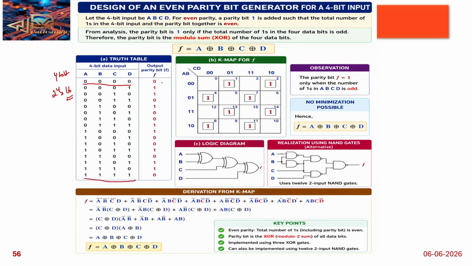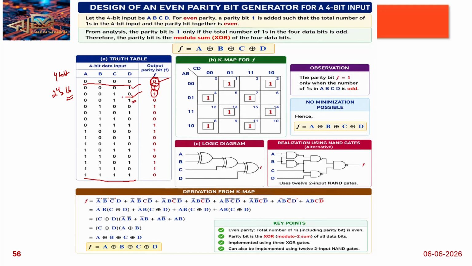So then what is the parity value we are getting? 0 0 0 0 means all are zeros. You are checking even parity, so there is no need to add any extra bit here. All are zeros, so an even number of ones are there, then 0 will be added. For 1 1, you can add 1, and then 1 1, so you can add 1.